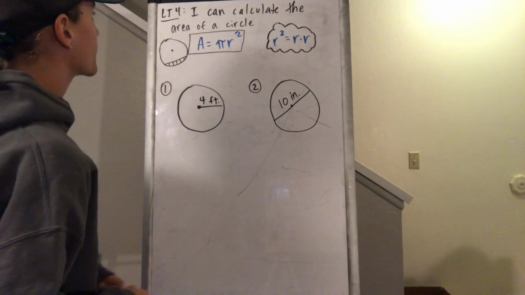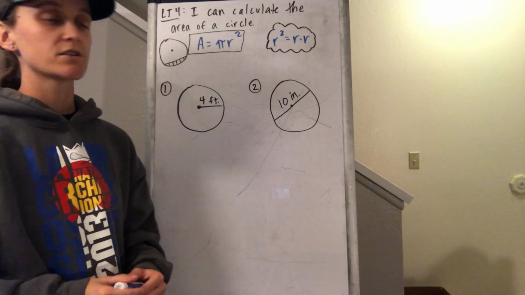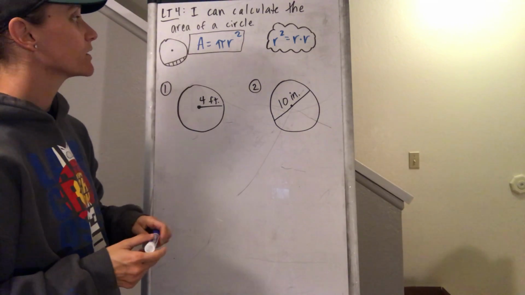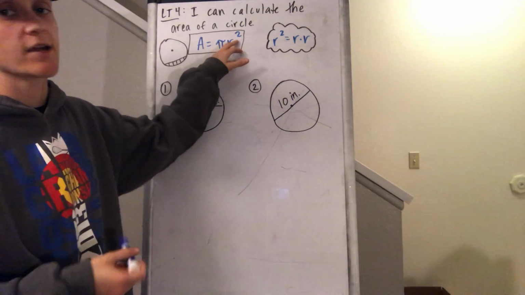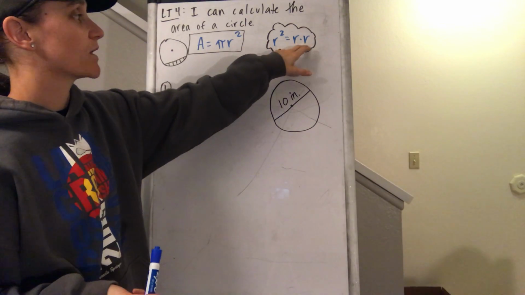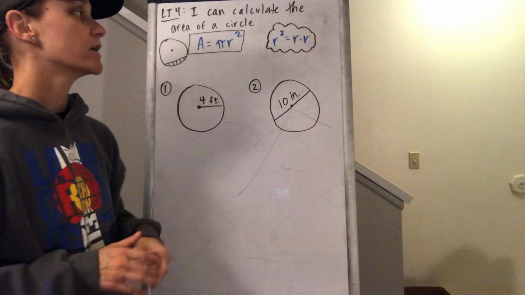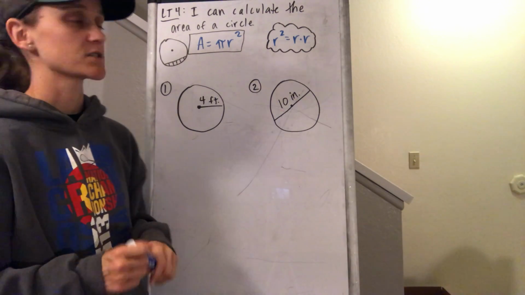One, this is LT4. I can calculate the area of a circle. So to find the area of a circle, the formula is going to be pi r squared. And remember that when you have r squared or anything squared, it just means that you're multiplying the number by itself. So if it was 4 squared, it'd be 4 times 4. If it was 6 squared, it'd be 6 times 6.